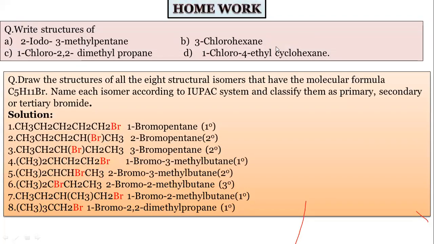This is the homework given for you. We have to write the structures of 2-iodo-3-methylpentane and 1-chloro-2,2-dimethylpropane. This is today's homework. This is a solved example I have given here. Draw the structures of all the 8 structural isomers that have the molecular formula C5H11Br. Name each isomer according to the IUPAC system and classify them as primary, secondary, or tertiary bromide. This example is already solved here. Just go through it.